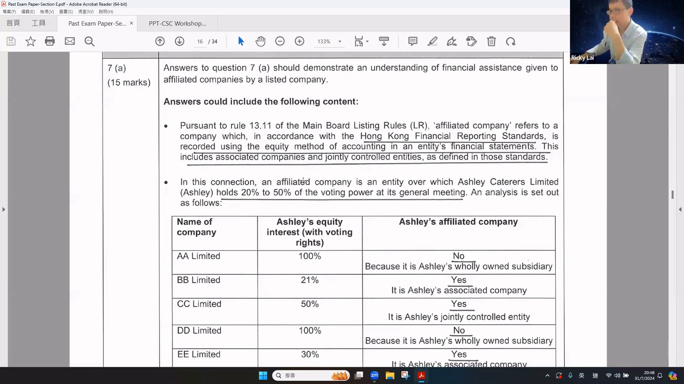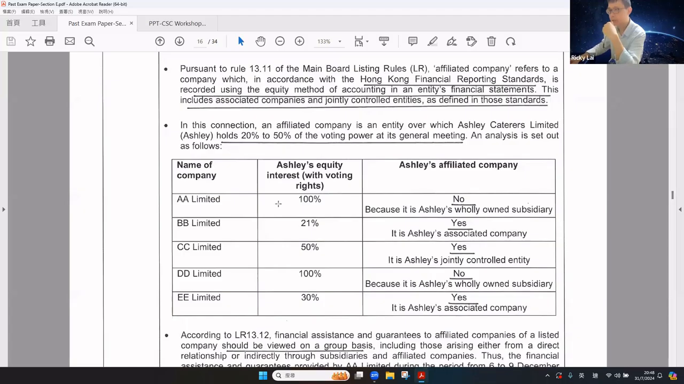Therefore, the affiliate company of the listed company means the listed company holds 30% to 50% of the voting power of the general meeting. So first of all, please prepare a table to list out all the companies here and also list out the voting right interest of each company. You can see some analysis to evaluate whether each of them is an affiliate company or not.